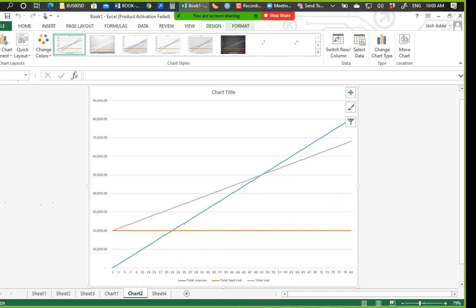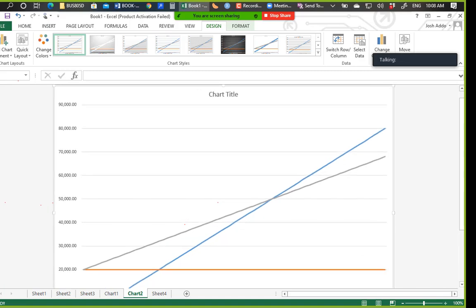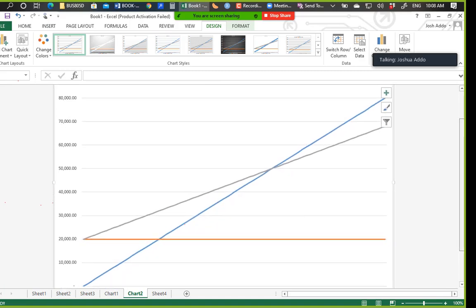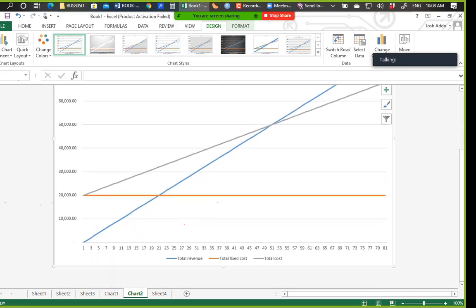Okay. So you will see that the red one is the total fixed cost. The legend is below. Let me try to zoom it a little and go back here. Total revenue is the blue line. The orange color is the total fixed cost. And then the ash one is the total cost.